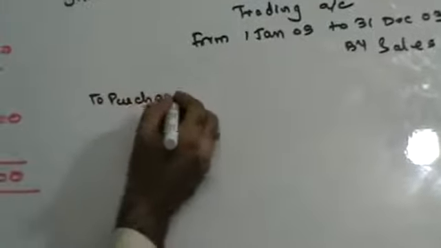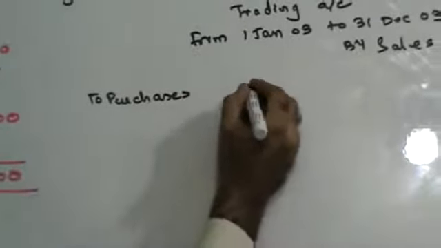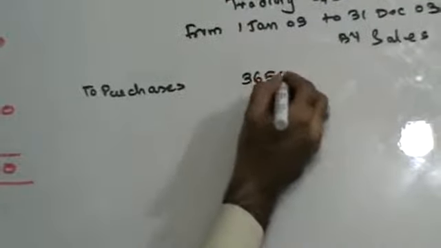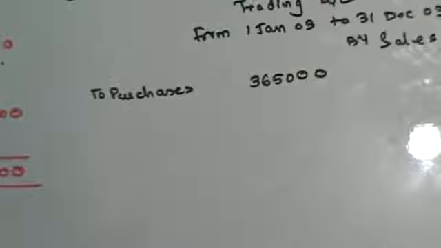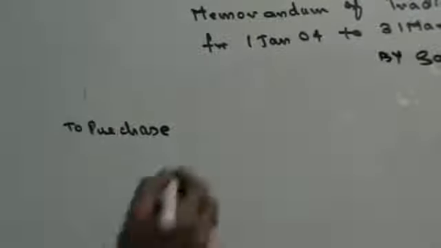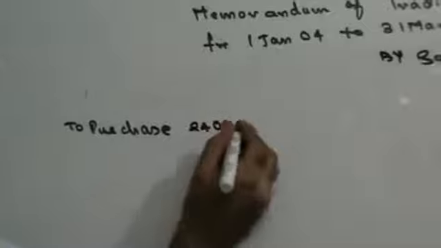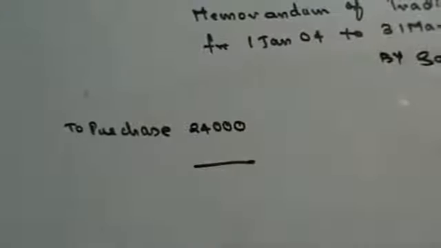Purchases for the previous year. Purchases for the previous year is 3,65,000. Right? Purchases for the current year. Again, for the current year they've given you purchases of only Jan and Feb and not March, which is given to you as 24,000. That means I'll have to calculate for March.